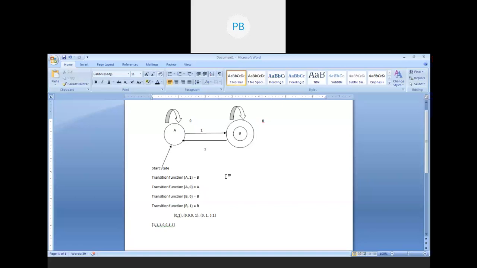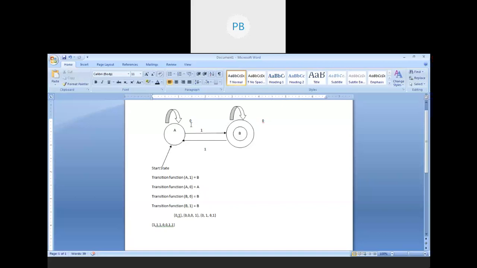Then the next point: an alphabet of possible input letters from which input strings are formed. I'm repeating the line: an alphabet of possible input letters from which input strings are formed.